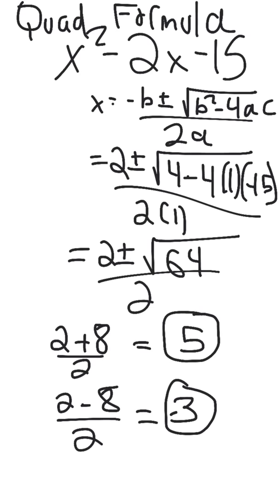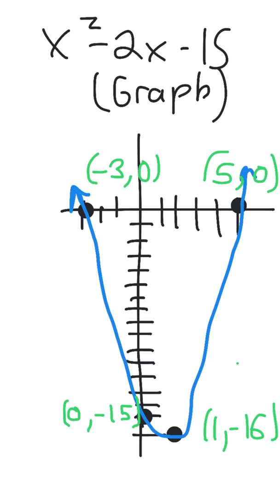The next method is probably the very easiest, but it might take a while, especially on tests. It's graphing. All you really have to do is plug this equation into your graphing calculator, and you will find that your x-intercepts, your zeros, are negative 3, 0 and 5, 0, the same answers that we got when we were factoring and using the quadratic formula. You'll also find that your y-intercept is going to be negative 15. You see here in the equation that your last number, your c value, is negative 15, and that gives you your y value. And then your vertex is at 1, negative 16.